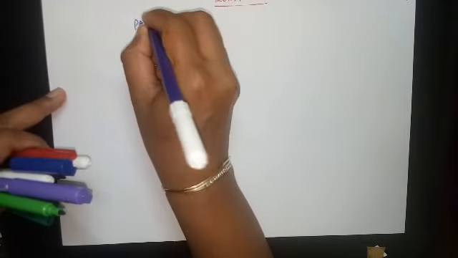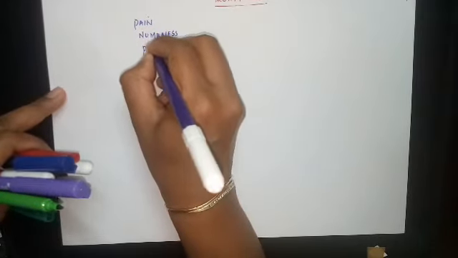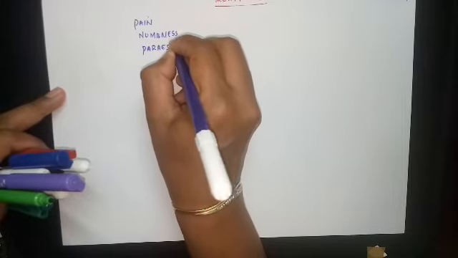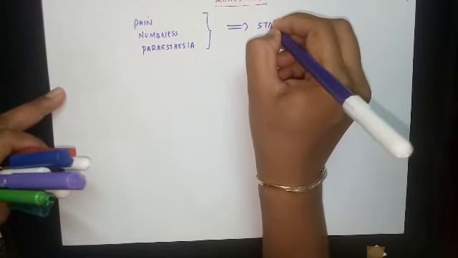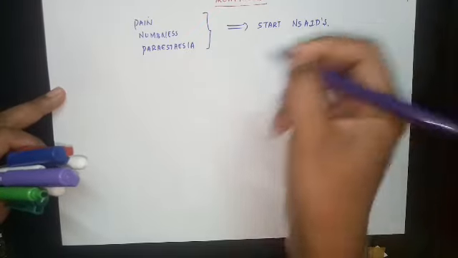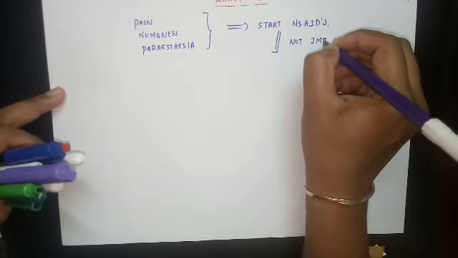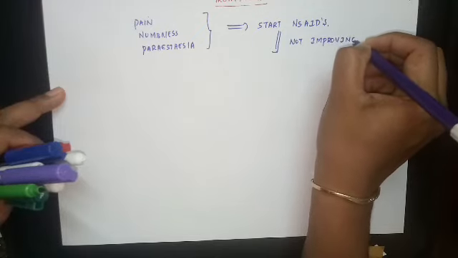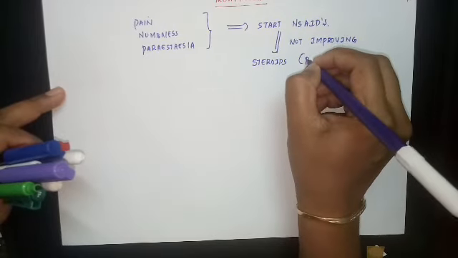At early stages, if the patient presents to you with just pain, numbness and paresthesia, with no functional loss, we will first start with NSAIDs, non-steroidal anti-inflammatory drugs. If the patient is not improving, we can start steroids also. For the steroids, prednisone can be used.